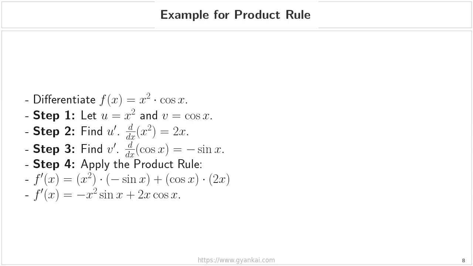Plugging in our specific values, we get x squared times negative sine of x, plus cosine of x times 2x. To simplify the final expression, we can rewrite this as negative x squared sine of x plus 2x cosine of x. This is our final derivative.